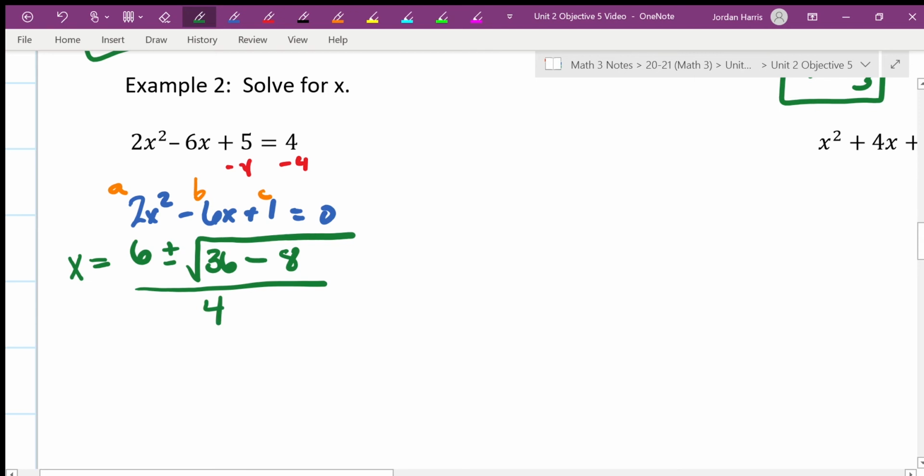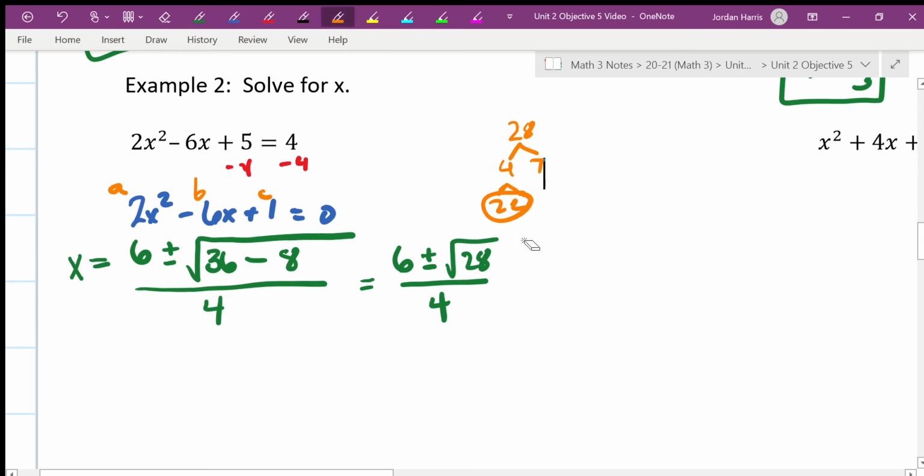So notice I'm plugging things in. I'm doing some stuff in my head, using a calculator if you need it to do some stuff. And now I'm going to simplify. So I get 6 plus or minus the square root of 36 minus 8 is 28 all over 4. That's going to be a square root I'm going to need to simplify. So on the side here, I'm going to make a little 28 factor tree, 4 and 7, 2 and 2. So I have a pair of 2's with a 7 left over, meaning I have 2 root 7, right?